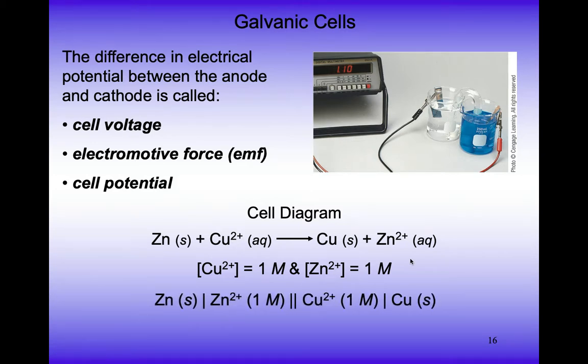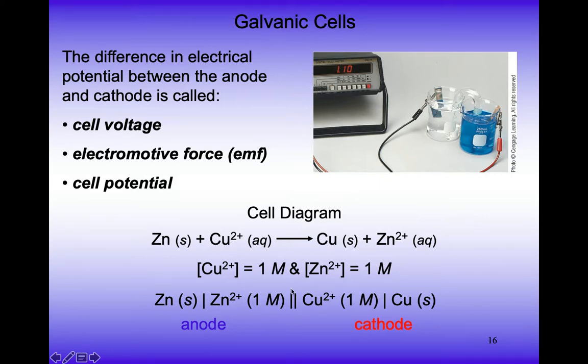Now this next thing here is very important, and this is how you write and show a cell. It's called line notation. The anode is always on the left-hand side. The cathode is always on the right-hand side. It always goes in this order. You have your anode metal, as you can see, listed as a solid. Then you have your anode solution, 1 molar to start. You have your zinc ions.